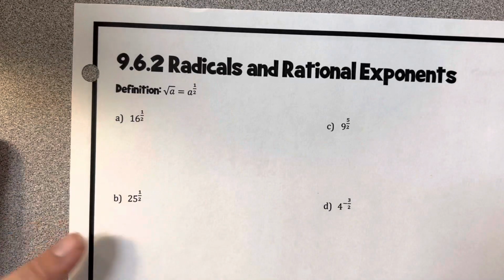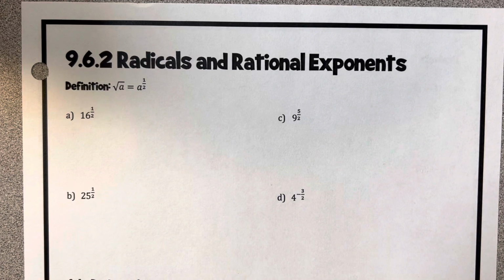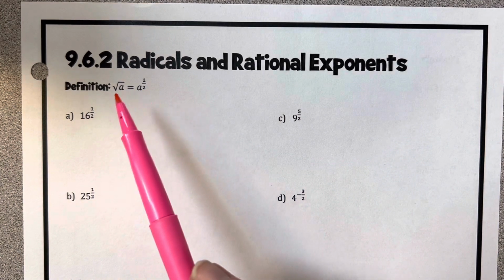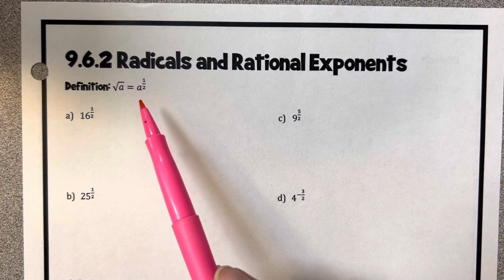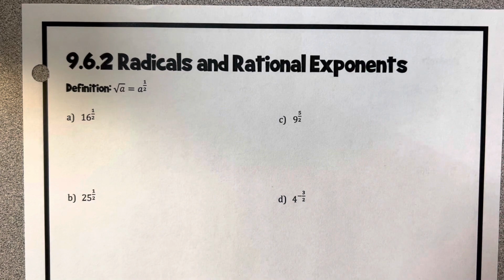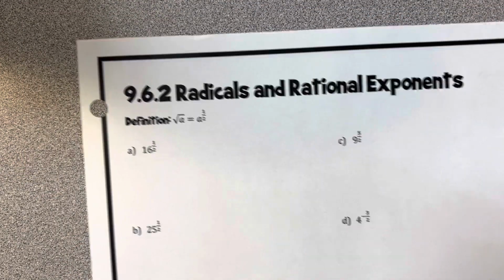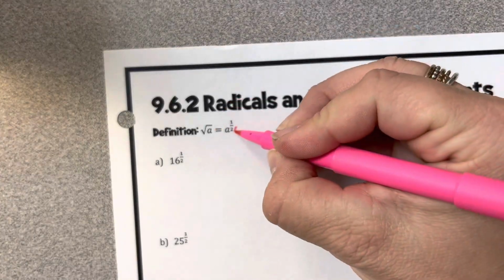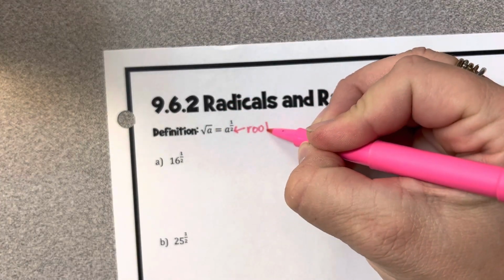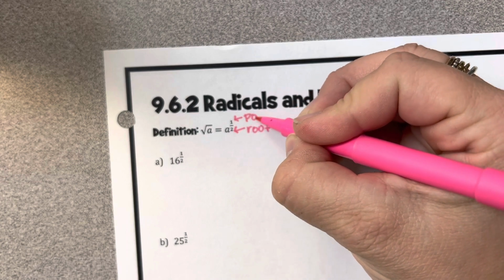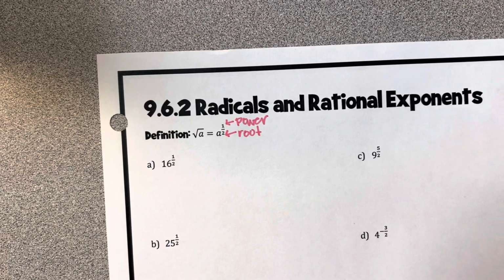Okay, today we're going to talk about radical exponents and rational exponents, or radicals and rational exponents. So rational, remember, just means that you can write it as a fraction. And so up here, the definition is that the square root of a equals a to the 1/2 power. So the way that I always think about it is that this bottom number tells you what root, and this top number tells you what power it's being raised to.